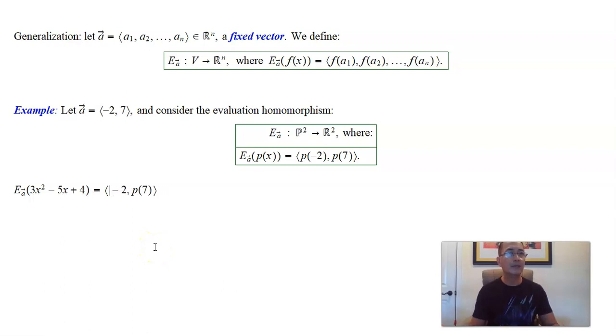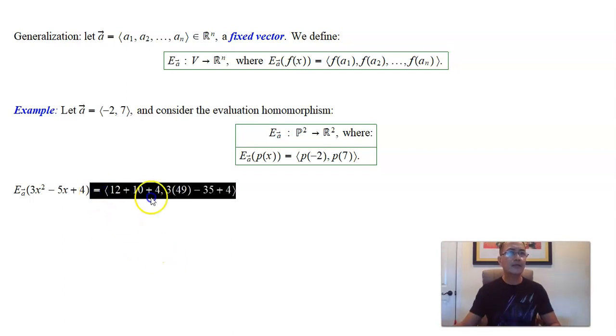So we'll get 4 times 3, I believe that's 12, minus 5 times negative 2 is plus 10, and plus 4. Okay, how about P of 7? So that will be 3 times 49, and then we have minus 5 times 7, so minus 35, and plus 4.